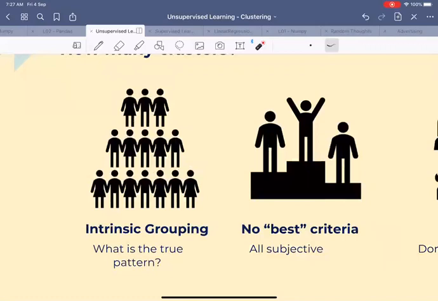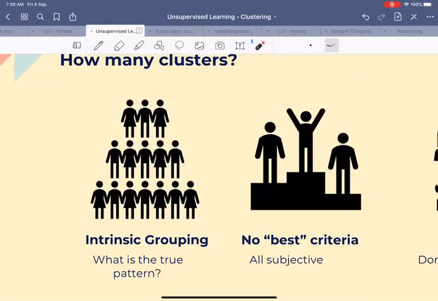So something like, if I collect loads of medical data from people, maybe like height, blood group, ages, and so on, can I actually use that data to cluster between the different genders, males and females? Will that be a natural pattern that comes out of the data or not? So it's asking questions like this. What is intrinsic to the data and how we can find this true pattern? So this basically should help us decide how many clusters.